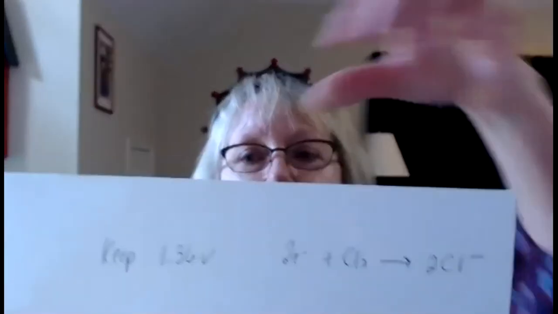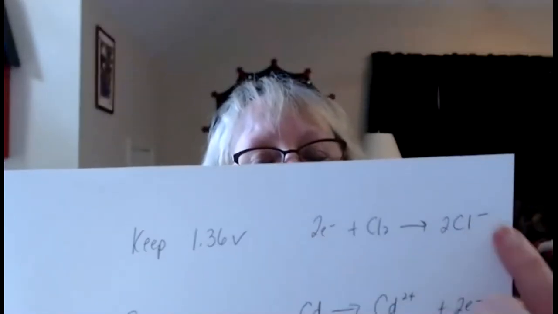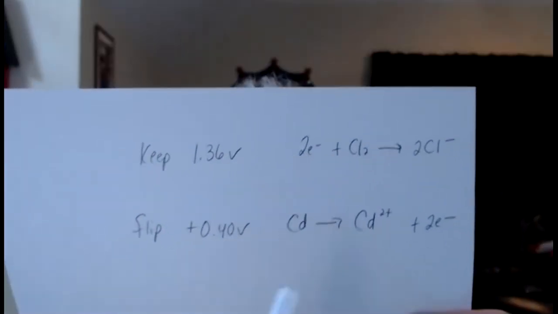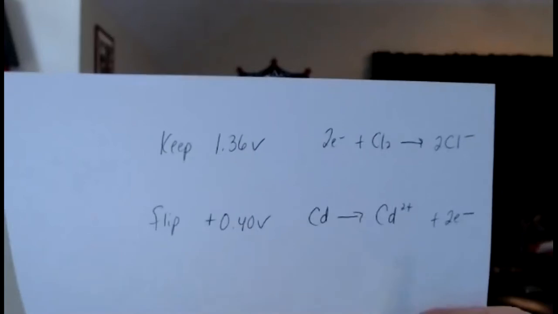I know this, golly, I just wish we were in a classroom. Flip the cadmium one. So this is plus 0.40 volts. So now it's, okay. So I kept the more positive number and I kept it as reduction. I flipped that negative value to positive and I flipped my reaction so that it's oxidation.